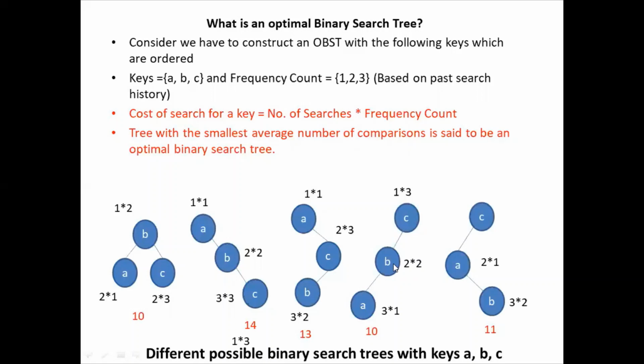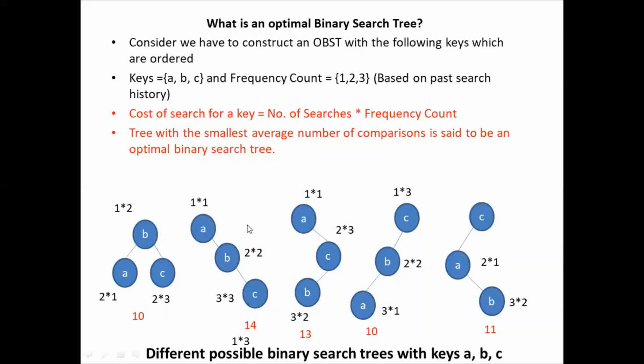Similar is the case with the last two trees where C is at the root level. Since C is at the root level, as per the property of BST, A and B would definitely fall in its left subtree. If B is at the root of the left subtree, then A would be to its left. If A is at the left of the left subtree, then B would fall to its right. These are the 5 different possibilities of binary search tree construction with the given keys A, B, and C.